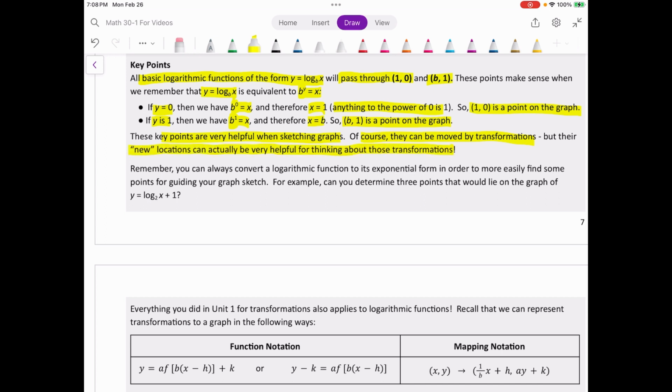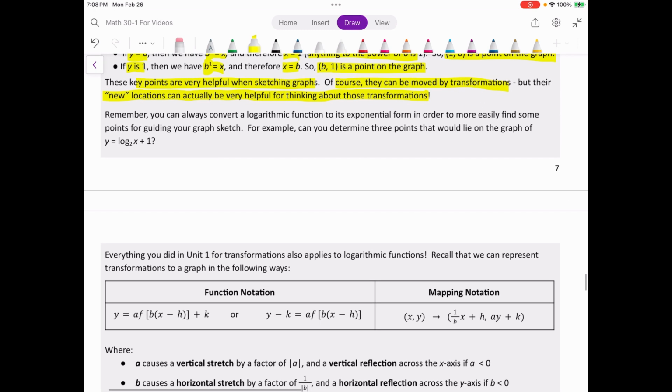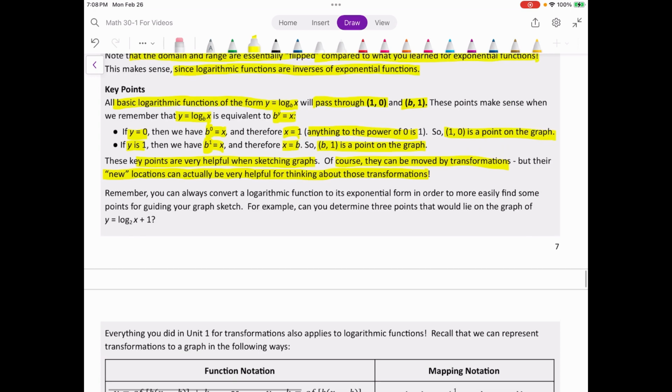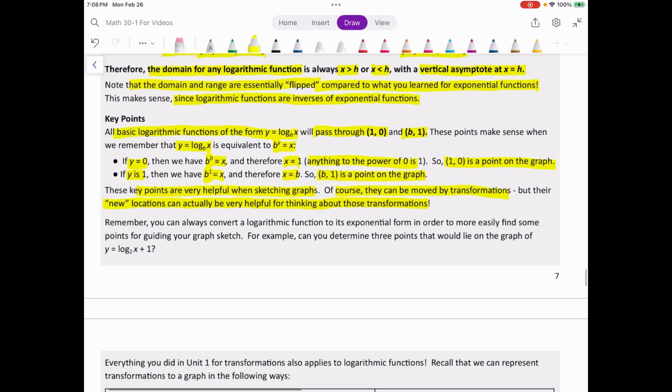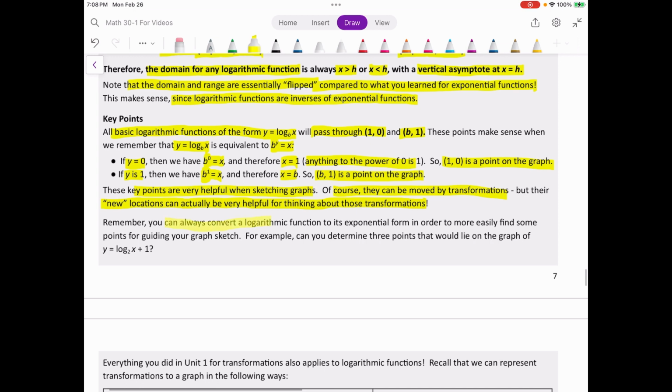And therefore what the equation must be, or vice versa. Given the equation, you can use those points to transform them according to the equation and then see where they end up, to help you graph your function. So remember, this is one of the key tips I give students when dealing with these logarithmic graphs, because I get it. It's not super intuitive to think about the graph of y equals log base 2 of x, but don't forget, you can always convert a logarithmic function to its exponential form in order to more easily find some points for guiding your graph sketch, right?